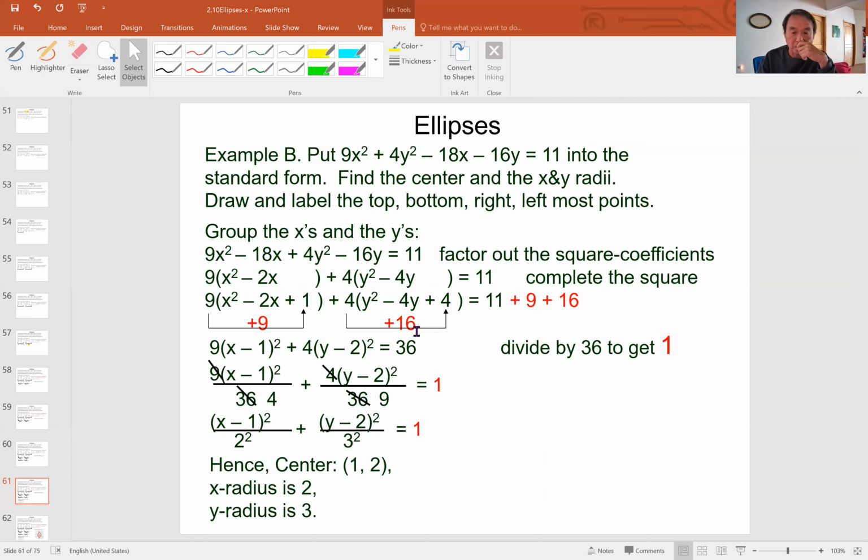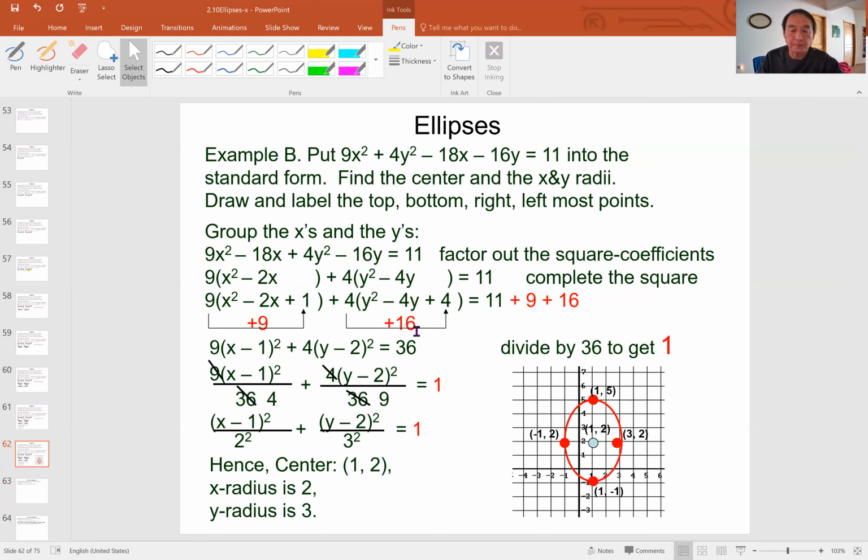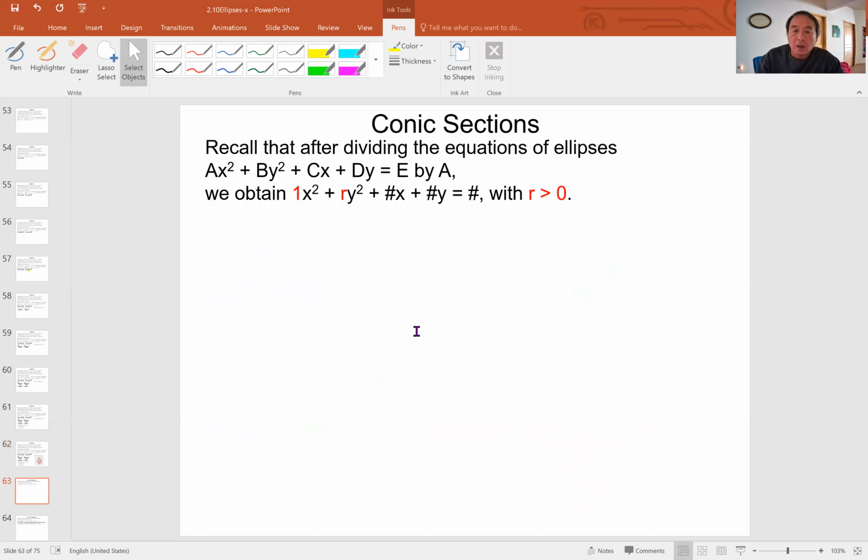Okay, and so this is the plot. Again, for the homework, you need to plot the full cardinal points. Now let's go back to the equation.